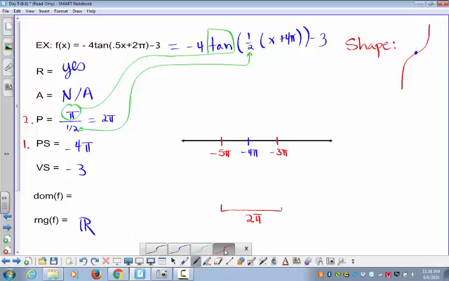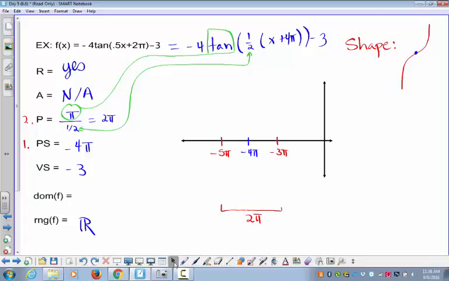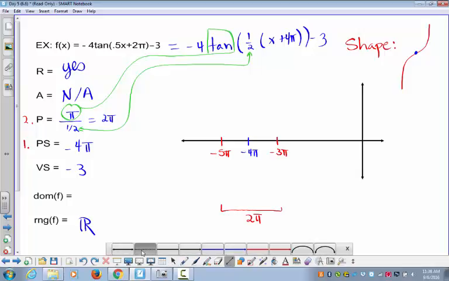Now it's a little easier to put your y-axis in here. Y-axis is going to be off to the right. It doesn't have to be to scale here. If you want it to be to scale, we would have to make it probably a little bit more like that. Tangent will have vertical asymptotes at the left and right endpoints.